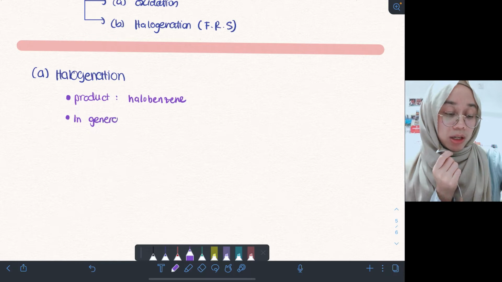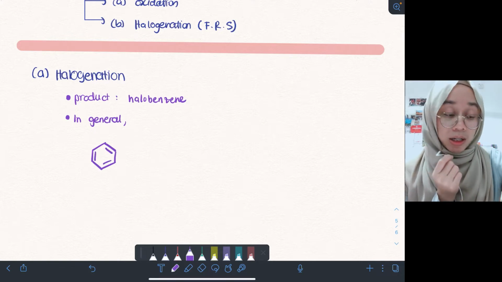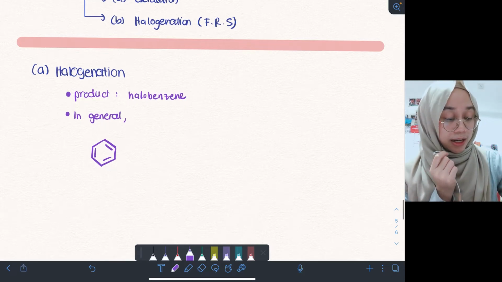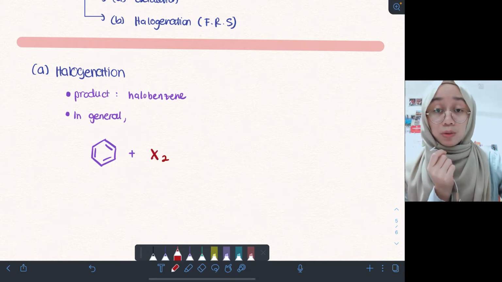So in general, so you need benzene. Of course, you need benzene ring. Okay, so if you want to draw Kekulé structure, up to you. If you want to draw the resonance structure, is up to you. Okay, mana-mana aja. Okay, and then dia akan react dengan halogen. Okay, so halogen of course kita akan pakai X2.